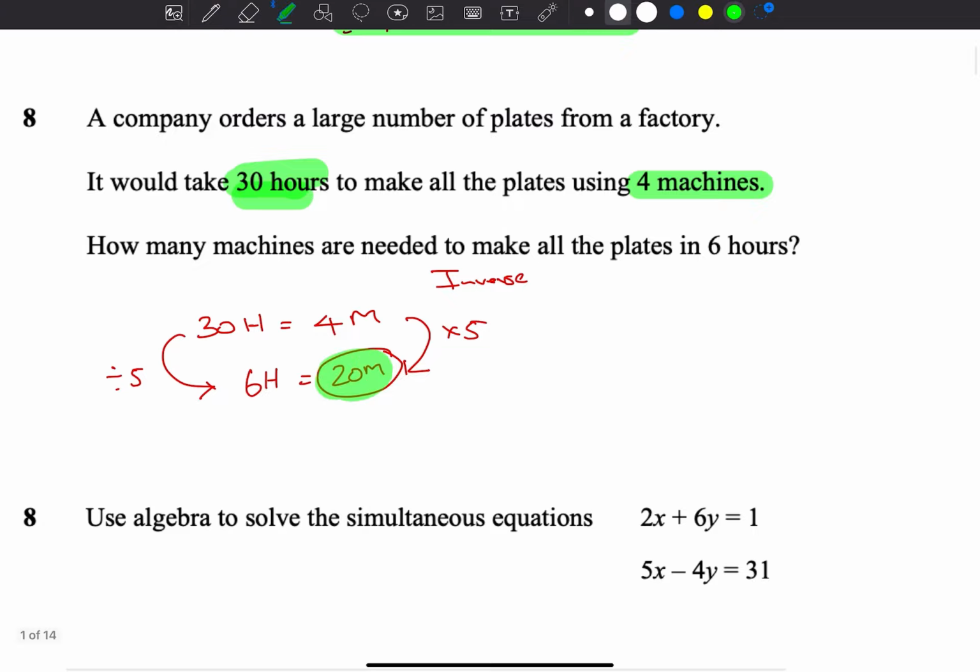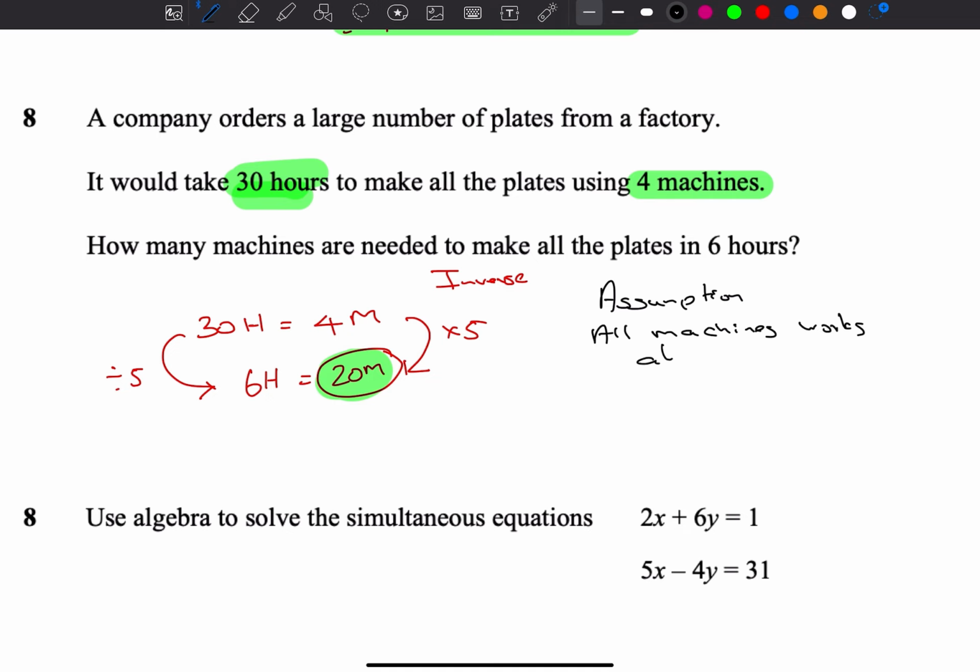How many machines are needed? 20 machines. And remember, you would need an assumption. That would be all the machines work at the same rate. They don't ask you on this part, but sometimes they do. Machines working at the same rate.